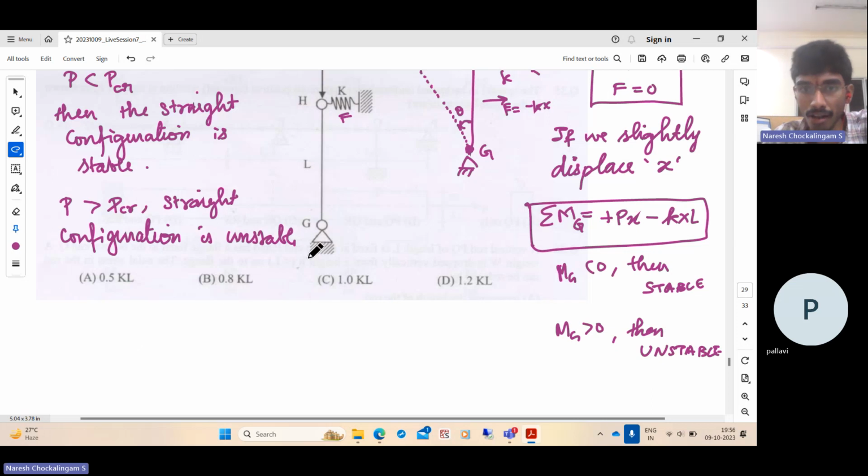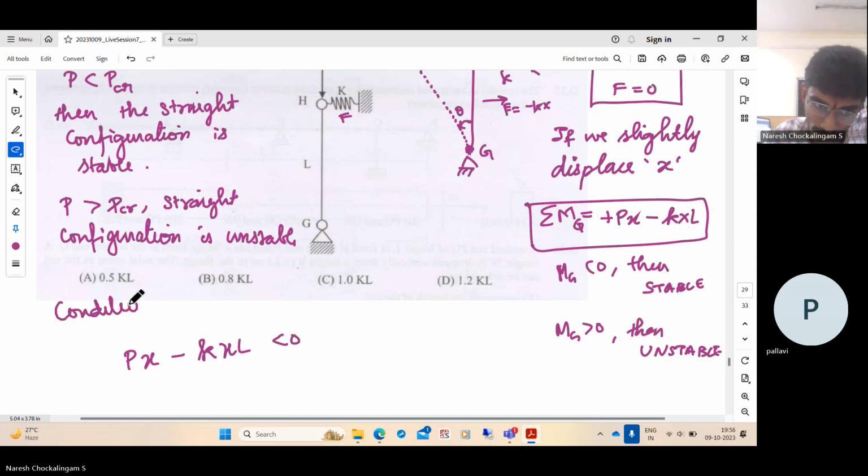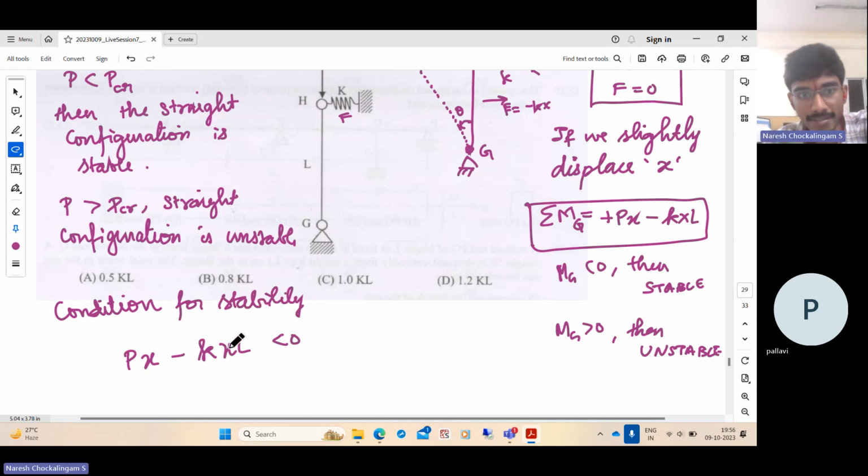Now let us examine this. Remember, x is a very small displacement. So the condition for stability is Px minus KxL should be less than 0. So the condition for stability is this. Let us rearrange. We get Px less than KxL.